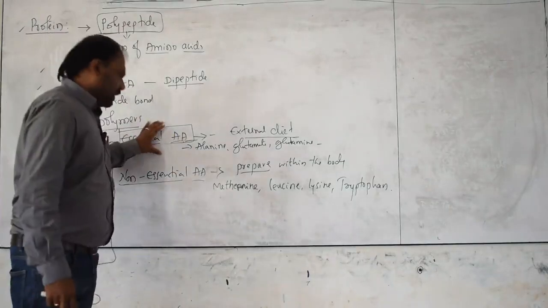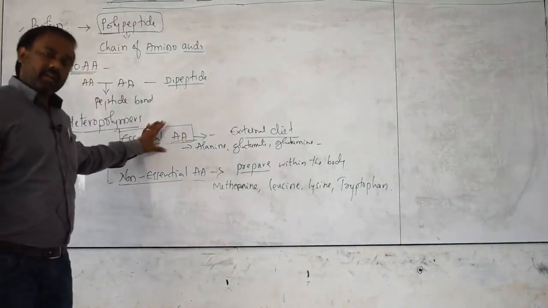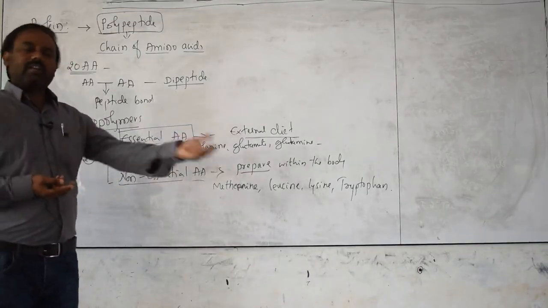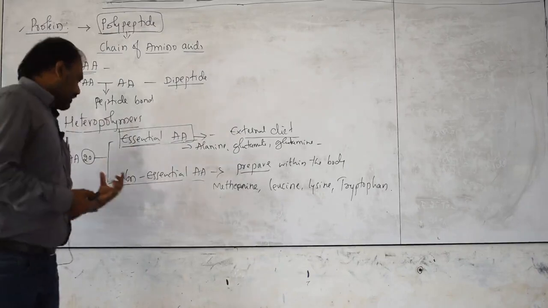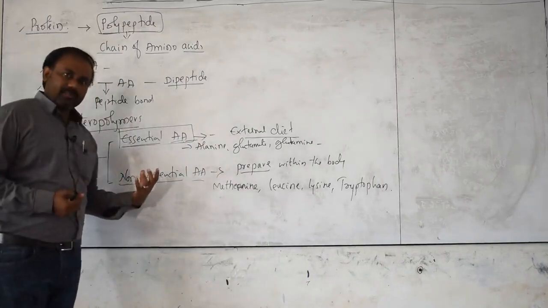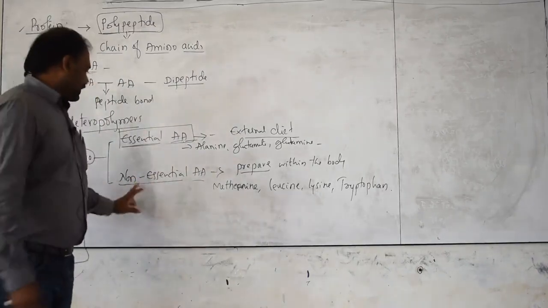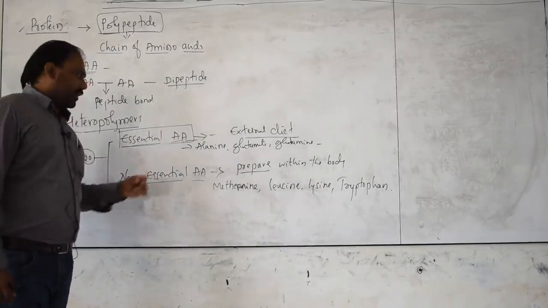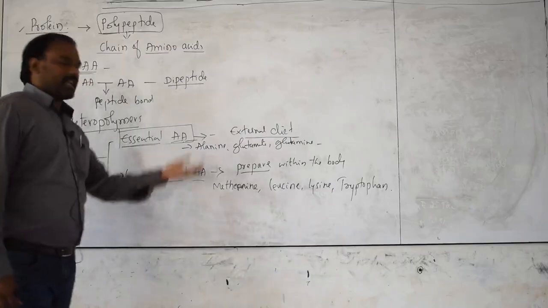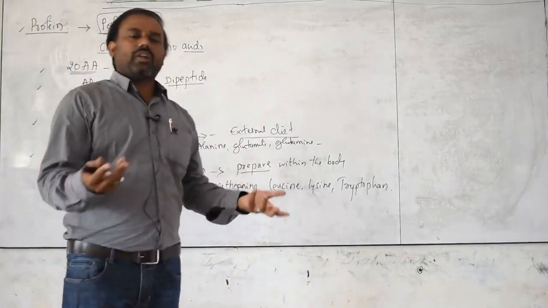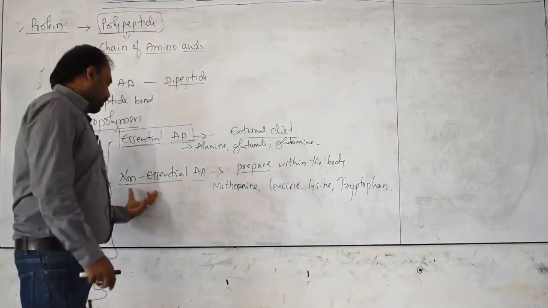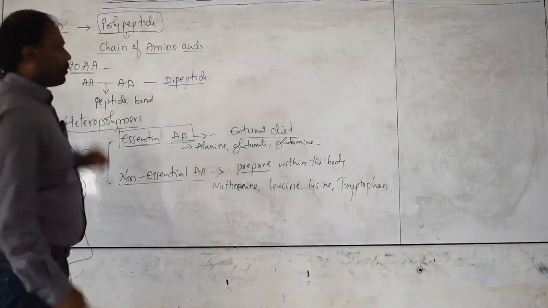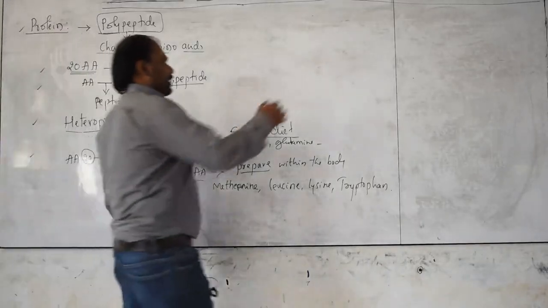So essential means they are needed. Why are they needed by the body? Because our body is unable to produce them, so we need to take them through external diet. Non-essential means those amino acids can be prepared by our body, so there is no need to take them through external diet, so they are called non-essential. This is a small classification in protein. I hope you understand.